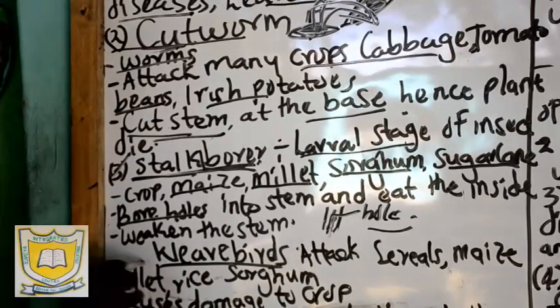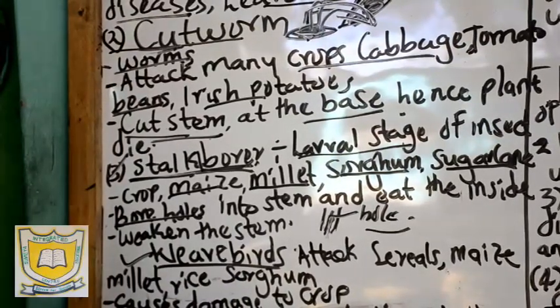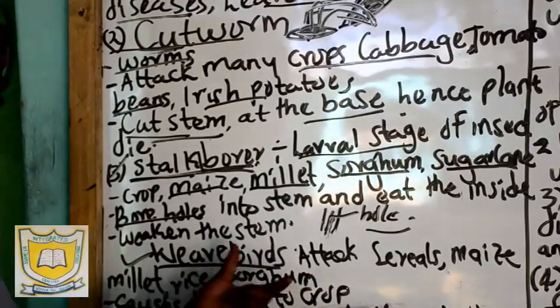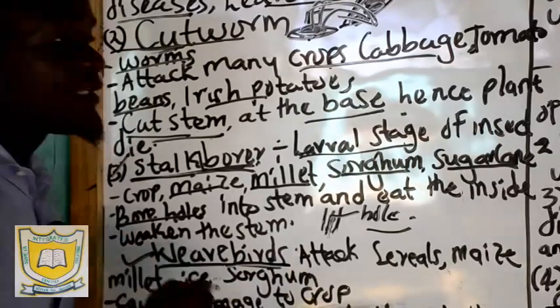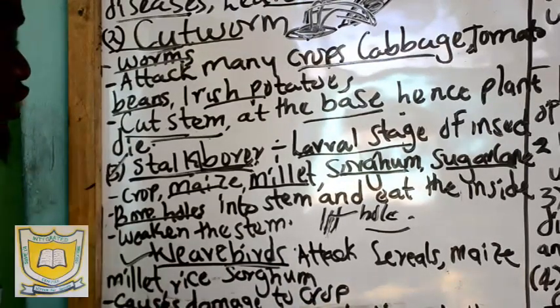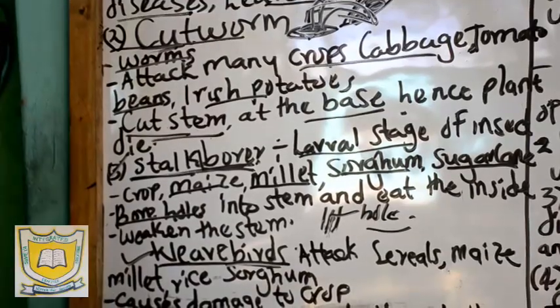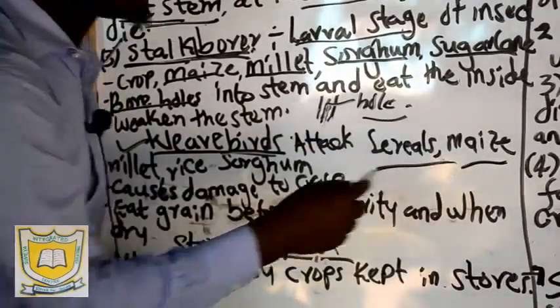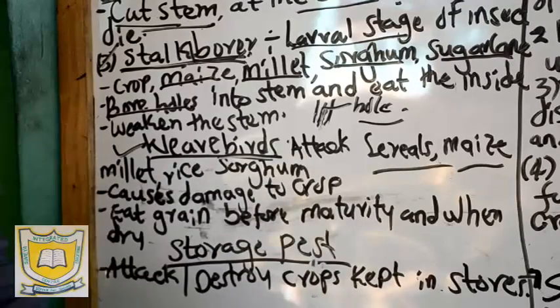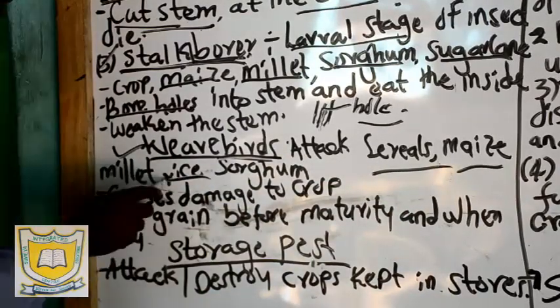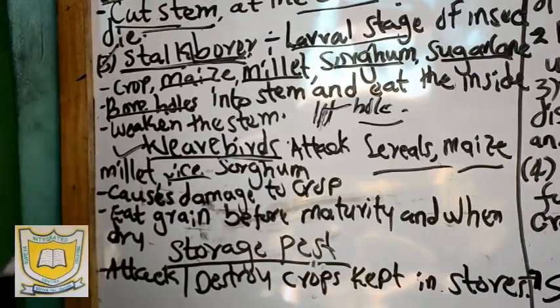We move to now the fourth field pest. We are going to discuss weaver birds. These are examples of birds. Mostly they are yellowish in color with black stripes. Now this mainly attacks cereals. That is, we gave examples of cereals where we discussed maize, sorghum, millet, and rice. It eats mainly these crops.